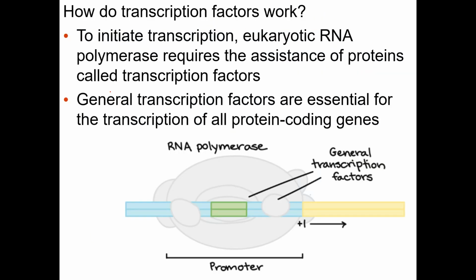Okay, so how do transcription factors actually work? To initiate transcription, initiate means start, eukaryotic RNA polymerase requires the assistance of proteins called transcription factors. You always need general transcription factors for transcription of any gene. A lot of times you also need specific transcription factors. So these general transcription factors are proteins, and you need them for transcribing any protein coding gene, meaning any gene that codes for messenger RNA that will then code for a protein.